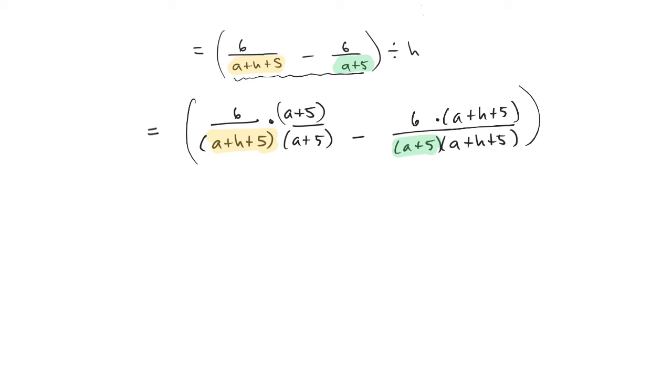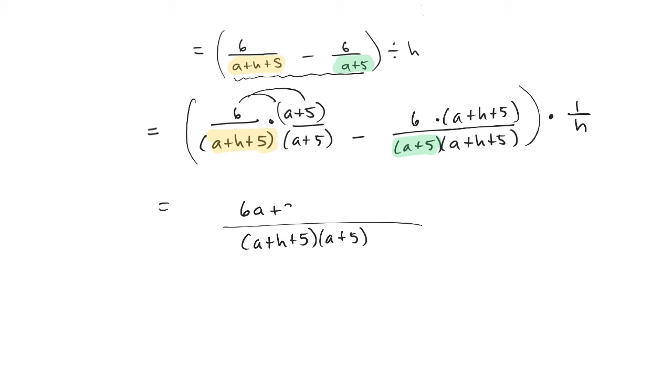And then I have divided by h. I'm going to instead multiply that by 1 over h. Good, so now we have a common denominator, and it is a plus h plus 5 times a plus 5. And then I'm going to combine numerators. So I distribute my 6, so I get 6a plus 30. I'm going to distribute that negative 6, so minus 6a minus 6h minus 30.